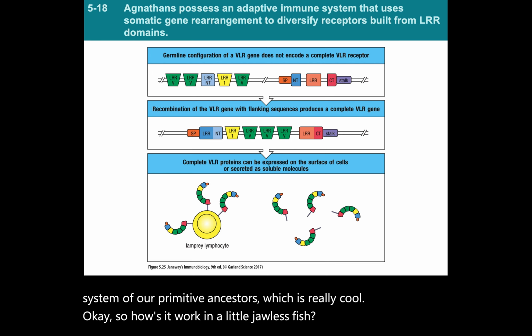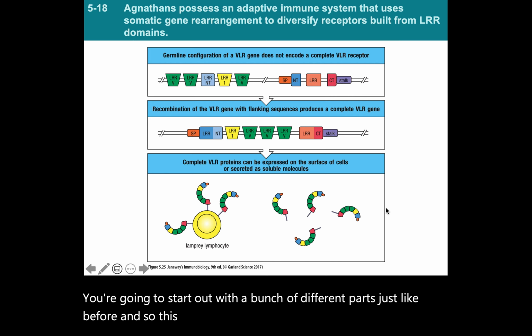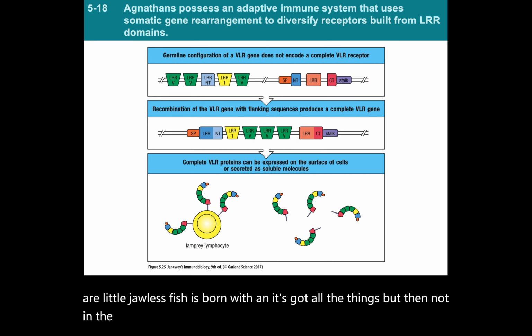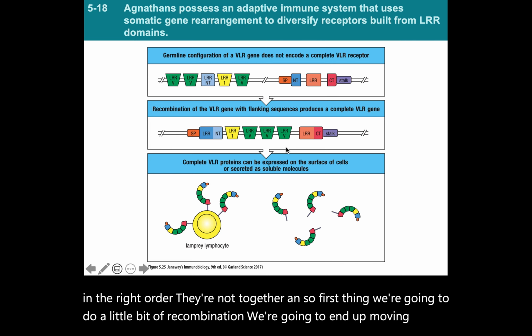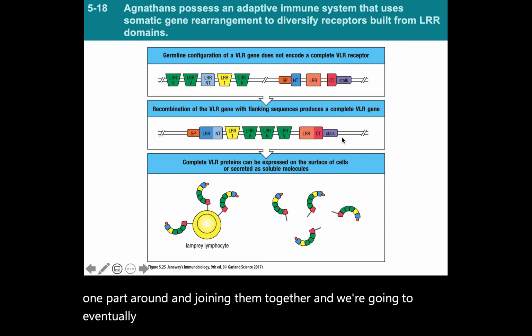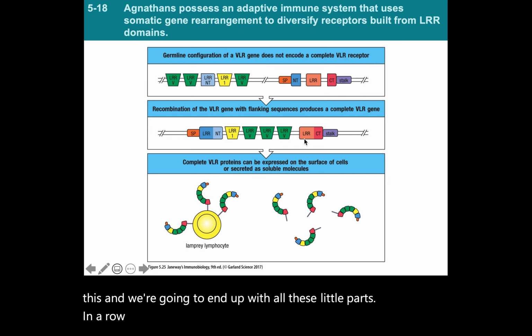Well, you're going to start out with a bunch of different parts, just like before. This is the germline conformation, so this is the DNA that our little jawless fish is born with. It's got all the things, but they're not in the right order. They're not together. So first, we're going to do a little bit of recombination. We're going to end up moving one part around and joining them together, and we're going to eventually make a complete VLR gene. We're going to express this, and we're going to end up with all these little parts in a row attached to a membrane. This is the little stalk part down here at the end.